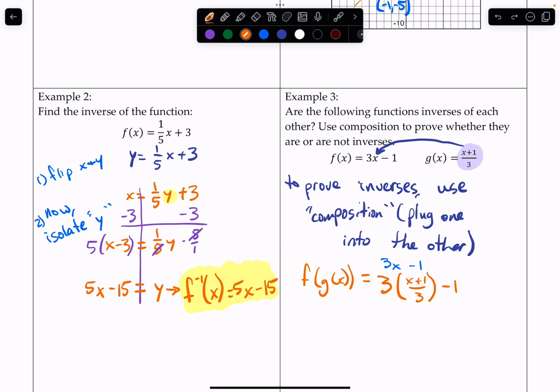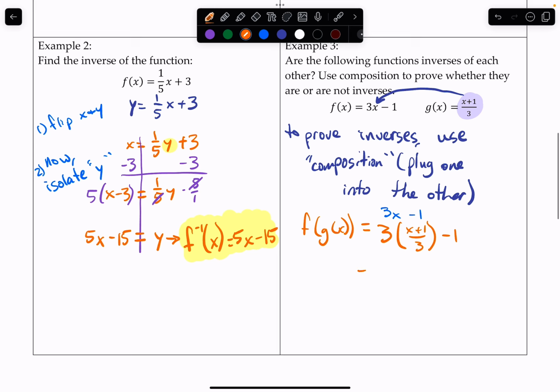Now I'm going to simplify this, and here is how we figure out if these are actually inverses or not. So 3 times this, you may notice that these 3's are actually going to cancel each other out, kind of the same reason why over here 5 times 1/5 canceled out. I had a 5 in the numerator and a 5 in the denominator. Those cancel each other out, leaving me with x plus 1 minus 1. And then finally, I get f of g of x equals, well, y'all, 1 minus 1 is 0. So all that's actually left over is x.